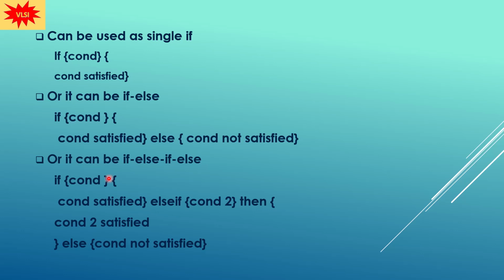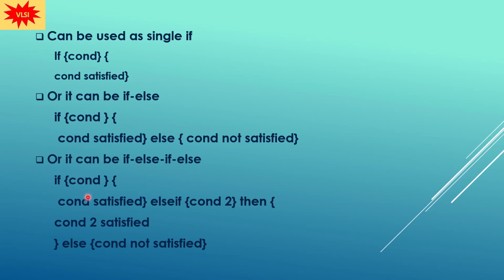Now it can be if, else if, else. The important point to note here is that when we are using if and else if, then a third keyword comes into the picture, that is "then". So we have to make sure that whenever you're using if, else if, then we have to use "then" as well. And in this case, you can mention n number of conditions.